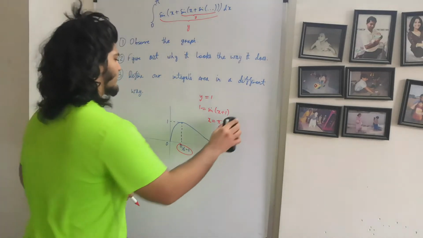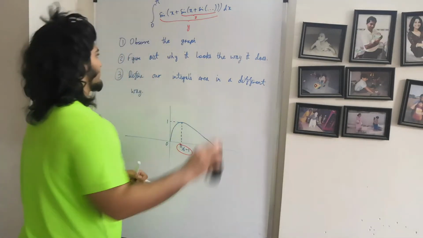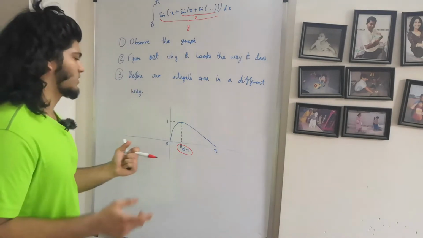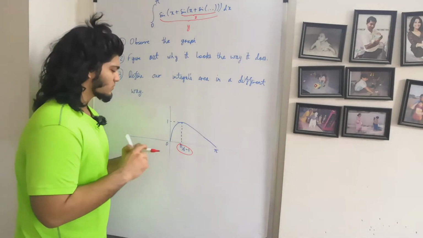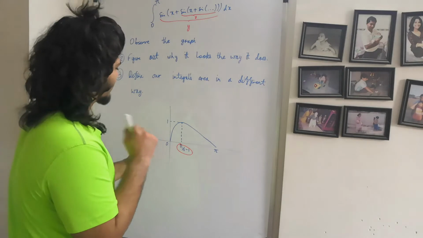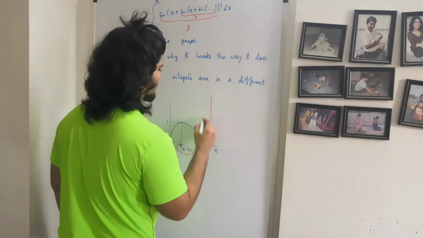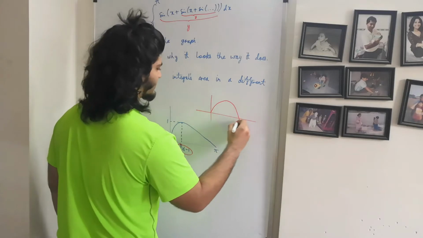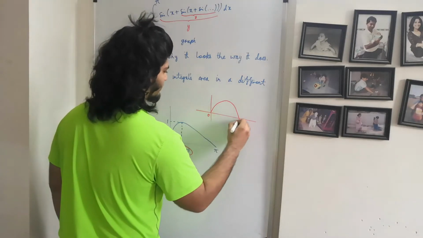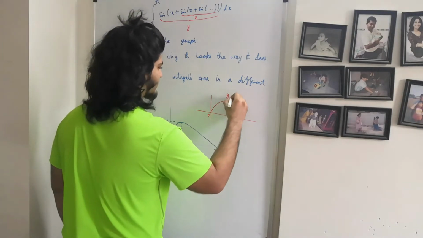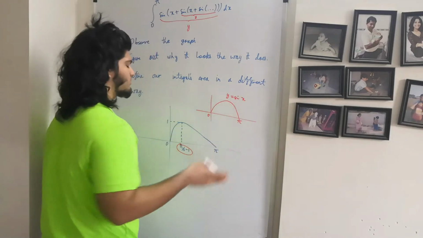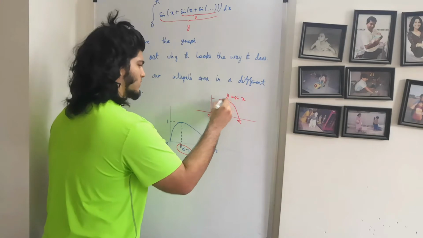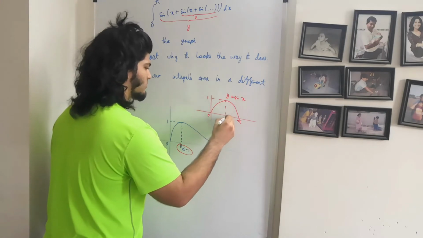So with that out of the way, what observations are we going to make? We are on the first step right now: observe the graph. Maybe I should draw one more graph beside this to make the observation a bit more obvious, and that is the graph of y equals sine x from 0 to pi. It looks something like this, right? And this is of course 1 and this is pi by 2.